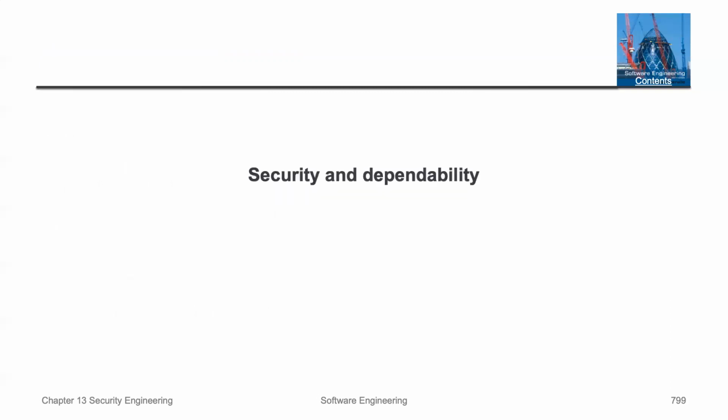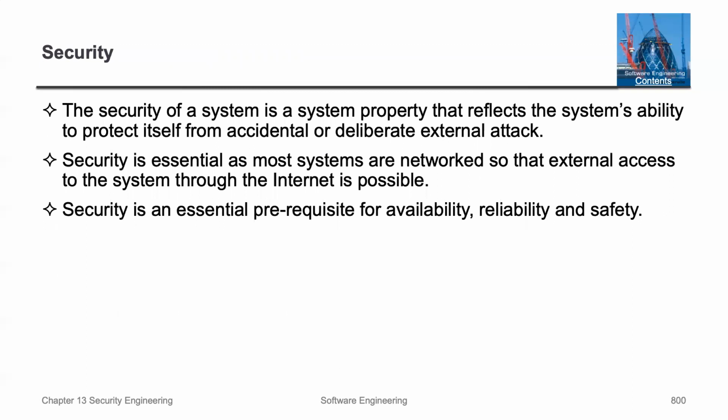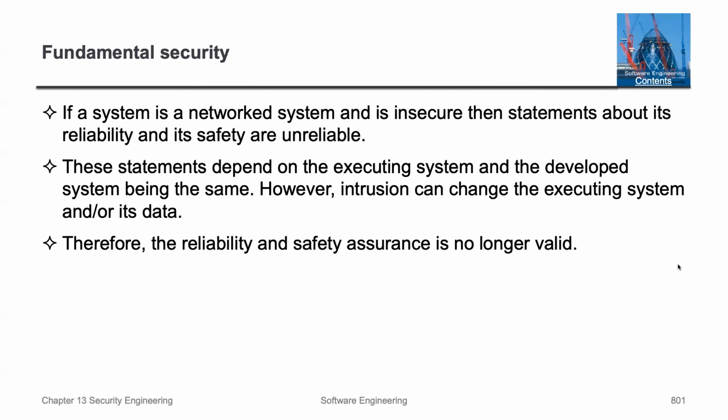For security and dependability, the security of a system is a system property that reflects a system's ability to protect itself from accidental or deliberate external attack. Security is essential as most systems are networked, so external access to a system through the internet is possible. And security is an essential prerequisite for availability, reliability, and safety.